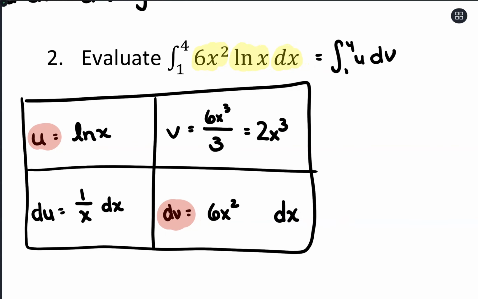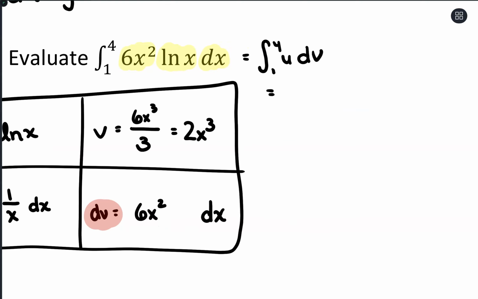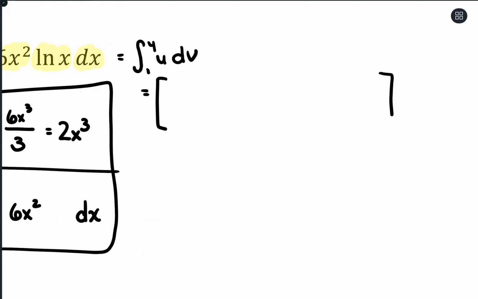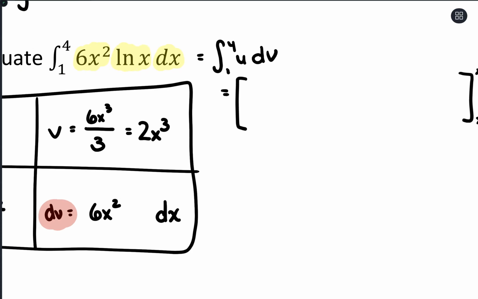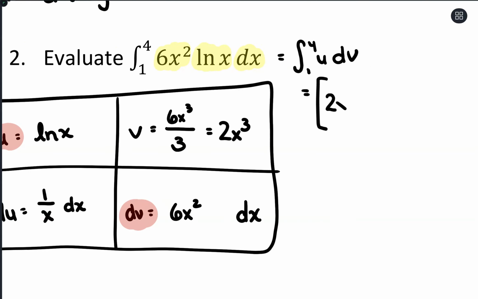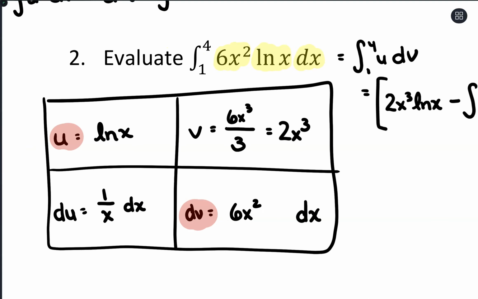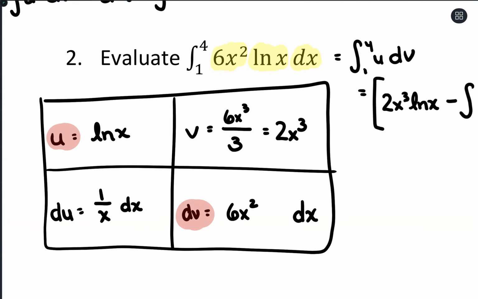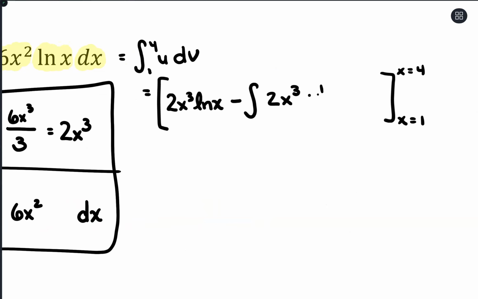And now you can make our substitutions. So evaluating from 1 to 4, sorry, my notation was a little off. I want these big brackets here for evaluating this antiderivative, and we're going from x equals 1 to x equals 4. We're going to have u times v, so natural log of x times 2x cubed. So 2x cubed natural log x minus the antiderivative of v du. So 2x cubed, du 1 over x dx.